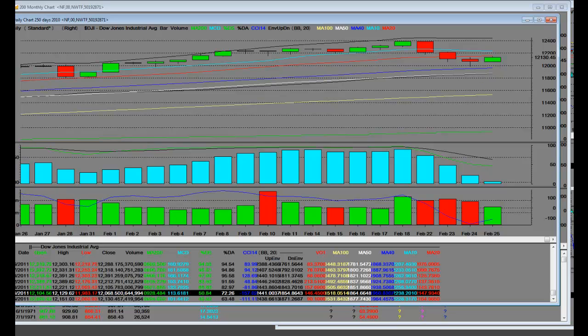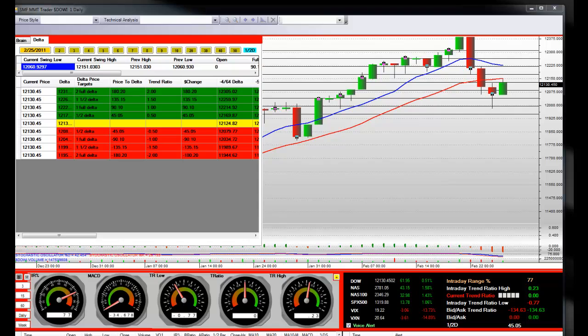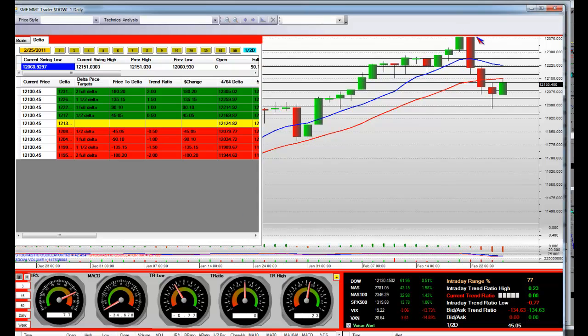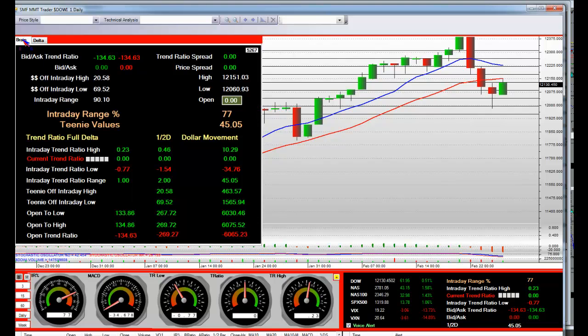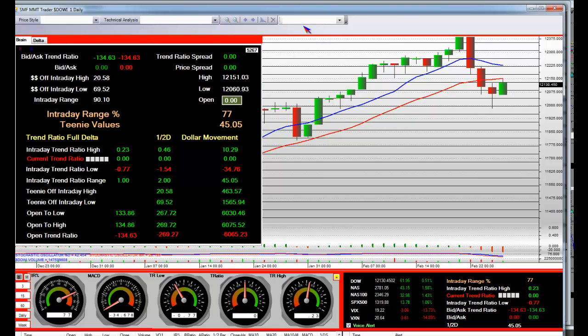Now, let's take a look at this in our MMT platform. Let's see if I can find it. There it is. Here's a Dow daily reversal. Remember that each one of these lines is 45.05 directional movement up or down. Look at that delta reversal top. Let's go in here and populate some more lines. Wow, now it's all done for me.